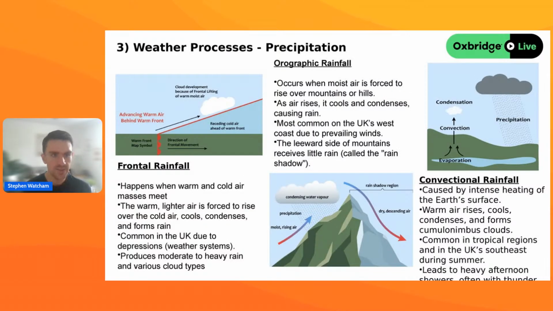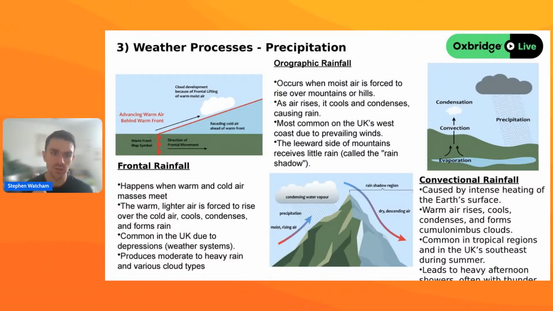Fantastic. Right. The next bit is a crash course on why it rains, essentially. So these are our weather processes. This is precipitation. So precipitation is anything that falls from the sky: hail, rain, snow, sleet, whatever it may be. Rain can occur in three conditions.